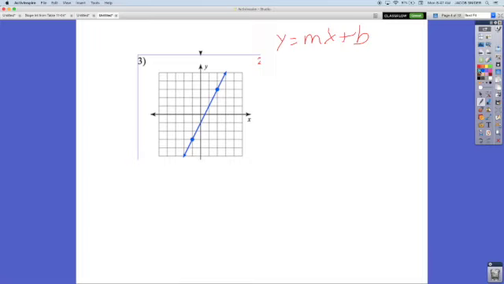Here we go, let's rise and run. Rise, straight up, straight over. See that? Straight up, straight over. How far did I go up? 1, 2, 3, 4, 5, 6. How far am I going to go to the right? 1, 2, 3.